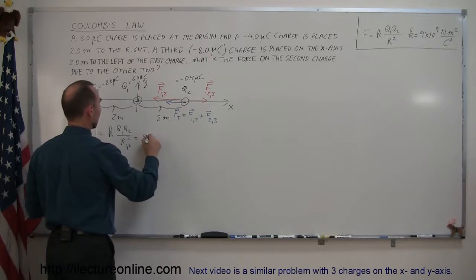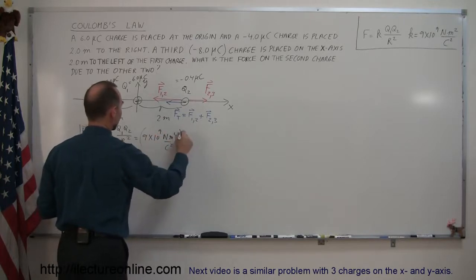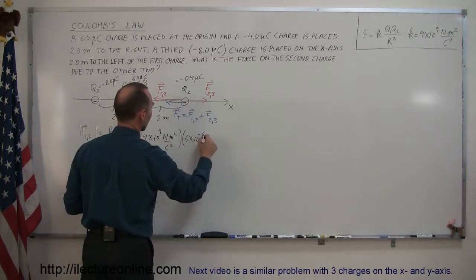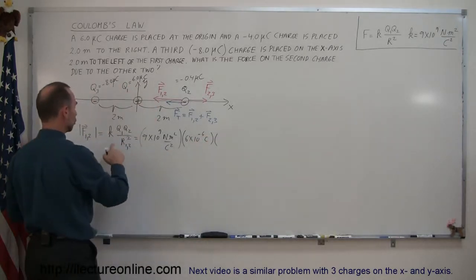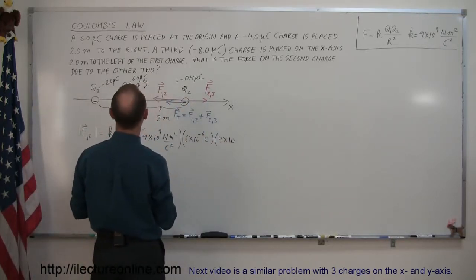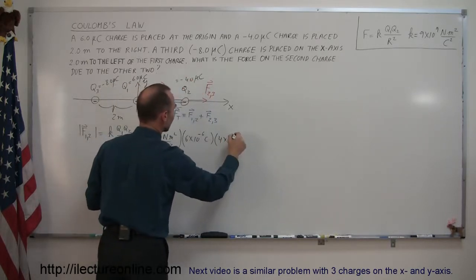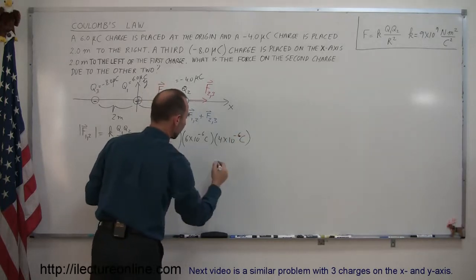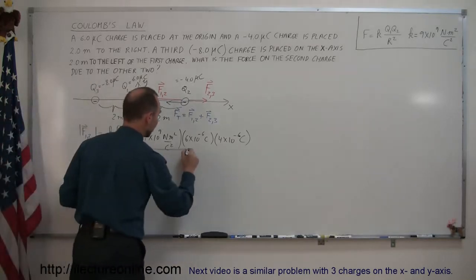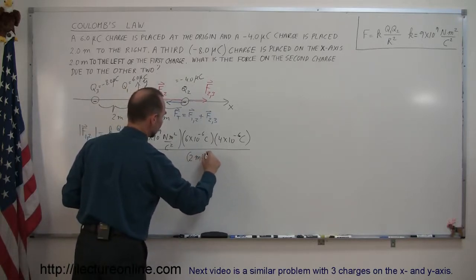So this is equal to 9 times 10 to the 9 newtons meters squared per Coulomb squared, times Q1. Q1 right here is 6 times 10 to the minus 6 coulombs. Then we have Q2. Q2 is over here, so that's equal to 4.0 times 10 to the minus 6 coulombs. Again, I only use positive values because I'm finding the magnitude of that force, not the direction, and I divide that by the distance between them squared. So 2 meters squared.